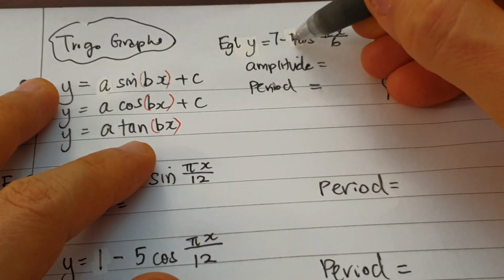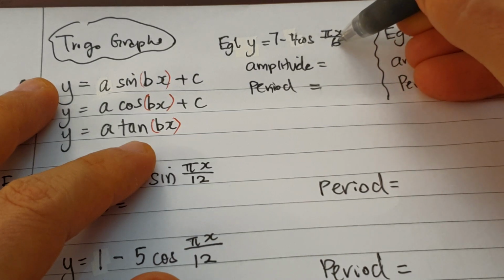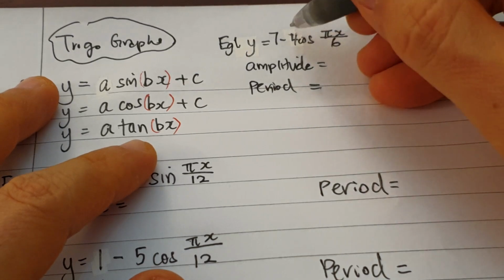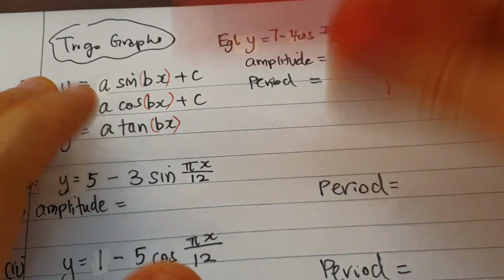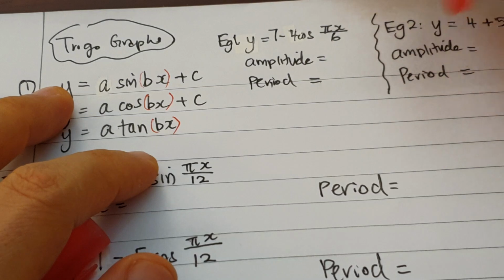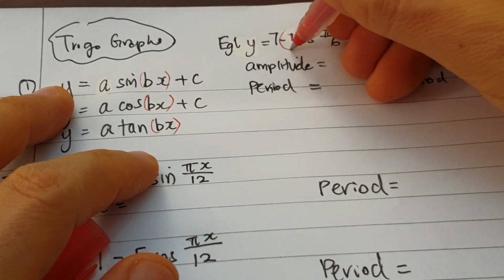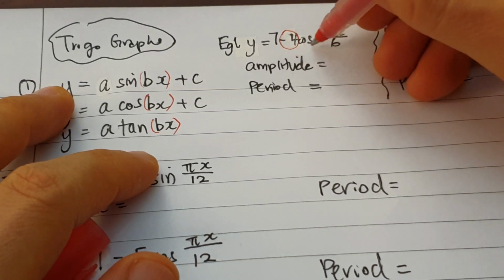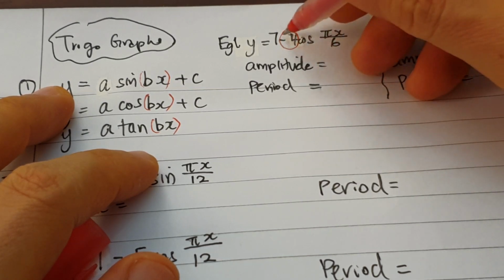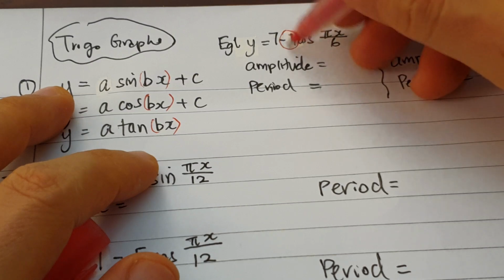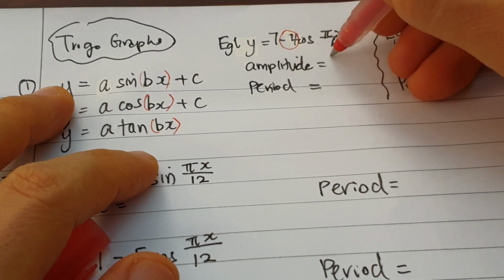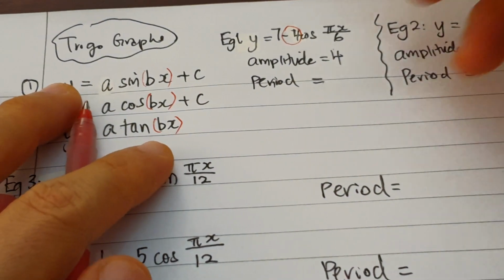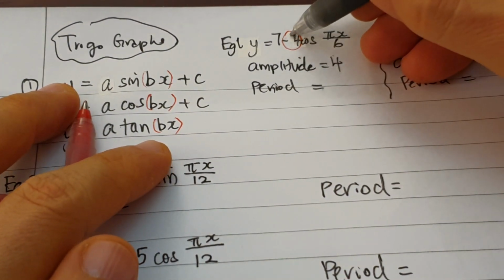Y equals 7 minus 4 cosine pi x over 6. Now what is the amplitude? Amplitude is the number that's in front of the sine, cosine. In this case, you have to understand amplitude is just the absolute value of this number here. So whether it's minus or plus, the answer is still just 4. A lot of students thought that the answer is minus 4. No, the answer is just 4.